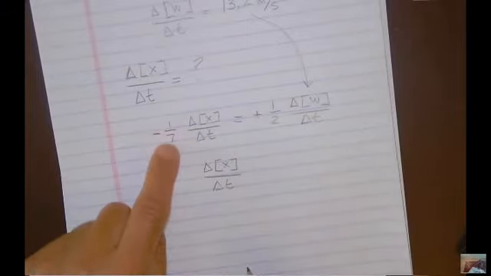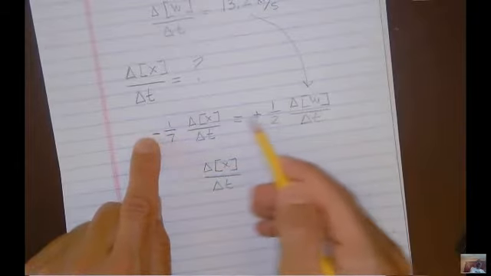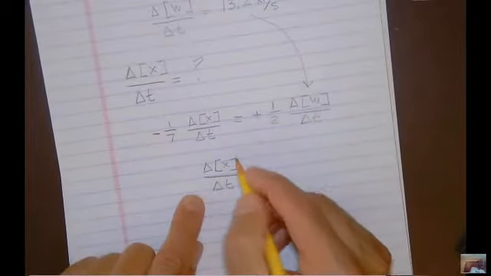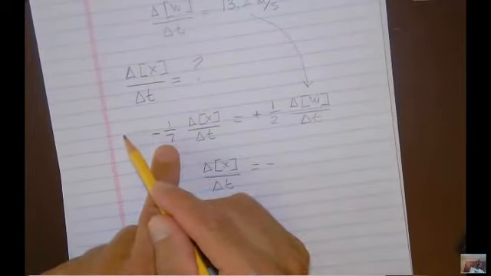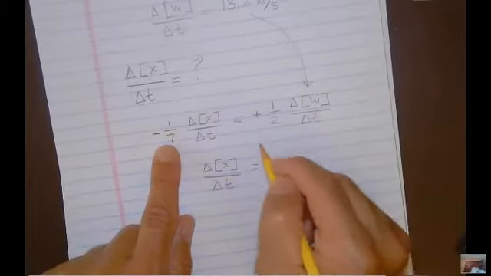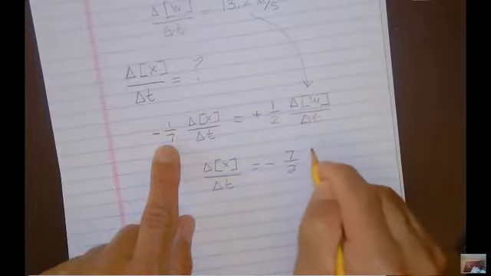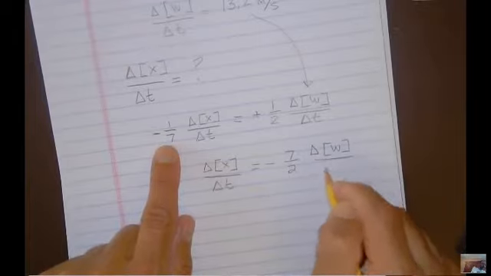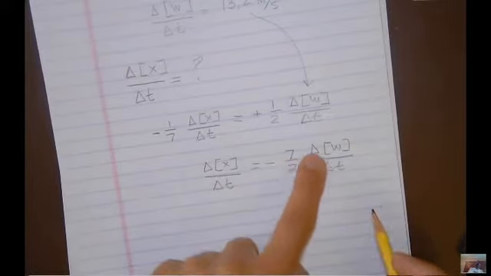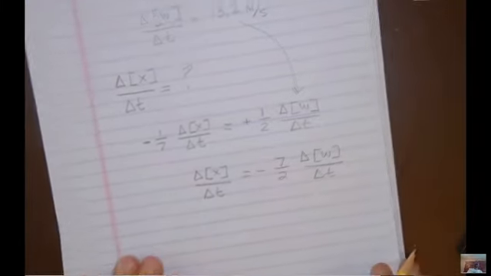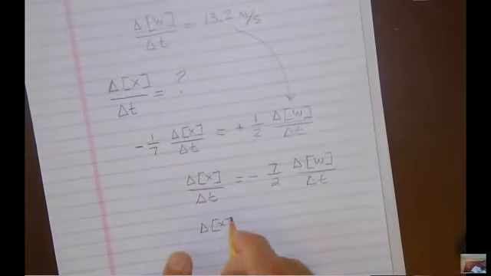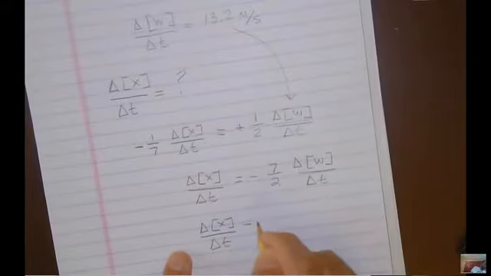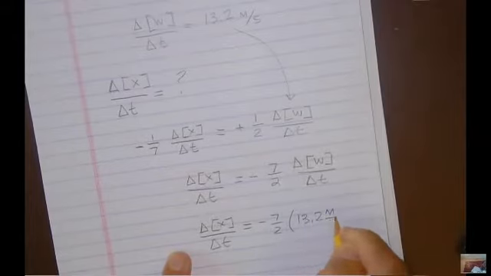So to do that, I get this. The negative 1/7. Okay, what happens to the negative? I multiply both sides through by -1. This -1 cancels. I get a negative over here. And what happens to the 7? I want to get rid of 1/7 on this side. I multiply both sides by 7. They cancel out over here. So I get 7/2 the concentration of W with time. Last step, just plug in the number, multiply it by 7/2, and change the sign. Okay? So I'll do that for you. The change in X with time should be equal to -7/2 times 13.2 molarity per second.